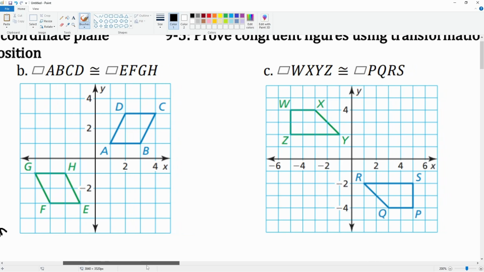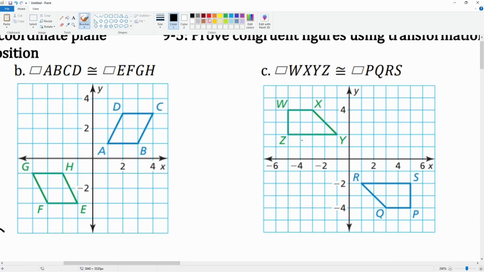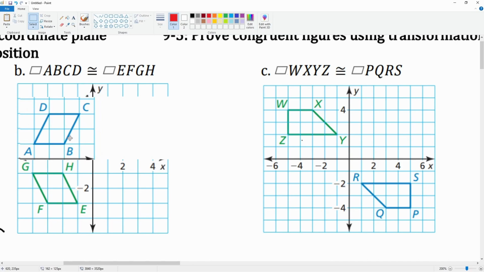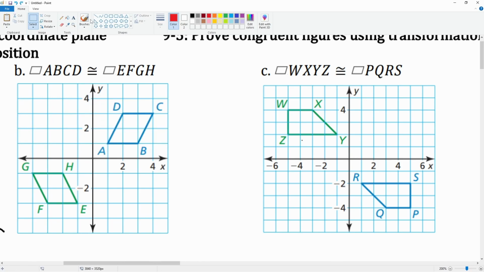For B, let's do the same thing. Ooh, I always like translating it first. So look here. Do you see how this can be moved here? Do you see that? Yeah. All right. So it's always nice to try to translate it first. Here you go. Perfect. And there you go.